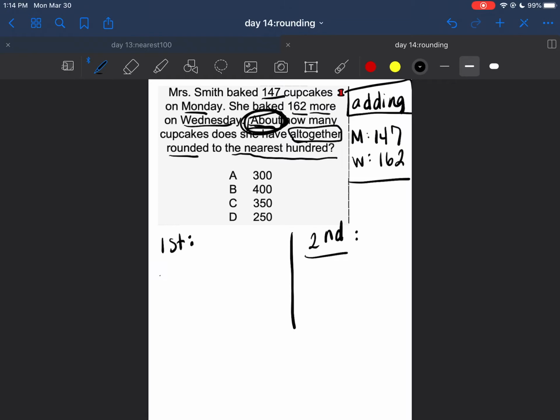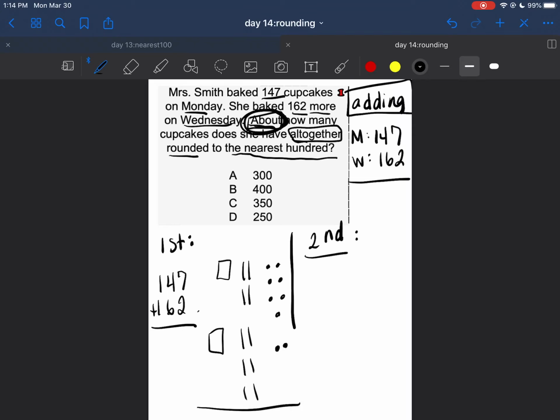So my problem would be 147 plus 162. I'm going to use base 10 blocks. 1 hundred, 4 tens, 7 ones, 1 hundred, 6 tens, and 2 ones. Now we know when we're adding, what do I always add first? My ones. Let's count them. 1, 2, 3, 4, 5, 6, 7, 8, 9. We do not have to regroup because we don't have 10 ones. Let's count our tens. 1, 2, 3, 4, 5, 6, 7, 8, 9, 10.